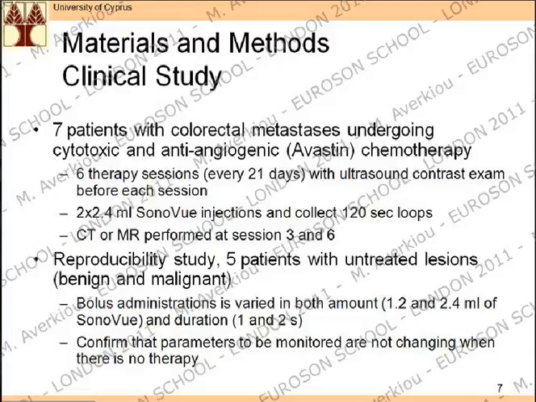Now, we do CT and MR at sessions 3 and 6 just to apply the RECIST criteria. We also did a reproducibility study, which at the time of the publication of the paper was just 5 patients, and the intention was to confirm that if you have patients that are not taking any therapy and you're measuring something, that something is not changing from time to time. Later on, I'm going to show you that we have added a few more patients to this reproducibility study, and I'll show you our trends.